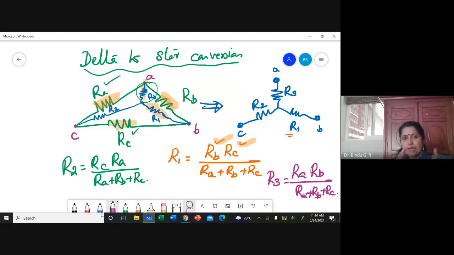I'll repeat that once again. When you convert a network from a delta to star, any resistance in the star connection, say R1, which is connected to a terminal, can be calculated as the product of the resistors on either side of it, always remember, they are flanking it, divided by the sum of all these resistances. That is how you convert from delta to star.